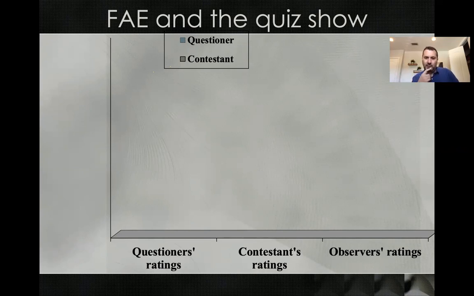Another third of participants were randomly assigned to play the role of contestant. The role of the contestant, of course, is to answer the questions that the host had come up with. Obviously, the contestant's performance is going to be somewhat mixed. They're going to know some of the answers, but not all the answers to these questions. And finally, the third group of participants were randomly assigned to the role of observers. And observers are effectively like audience members watching the game show happen.